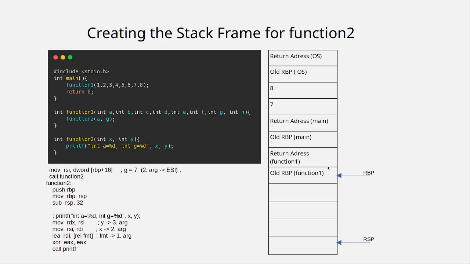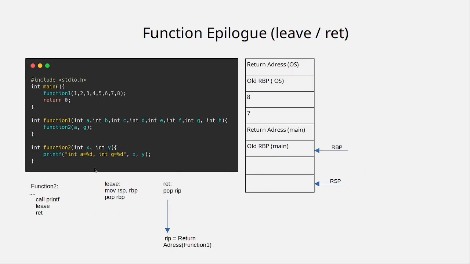From this point on, the other operations are about the destruction of the stack frames. We will see this in the next slide. Now function 2 has run printf, it has printed to the screen, and we are going to return. We have 2 special instructions called leave and return. These leave and return instructions are exactly the opposite of the call and the sequence of instructions we use to build the stack frame: the push RBP, move RBP RSP, and the sub instruction.